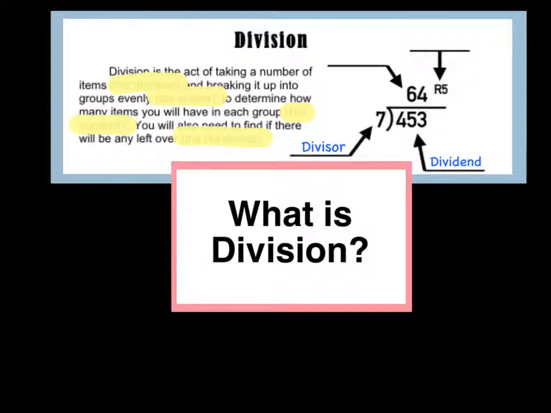Now, once you divide the 453 by 7, you're going to get your answer of 64. That's the number that will be in each of these 7 groups. The 64, or the answer to a division problem, is called the quotient. And finally, when we do divide, as in this problem, sometimes you have some left over, and we call that the remainder. Now pause the video and copy that information into your notes.